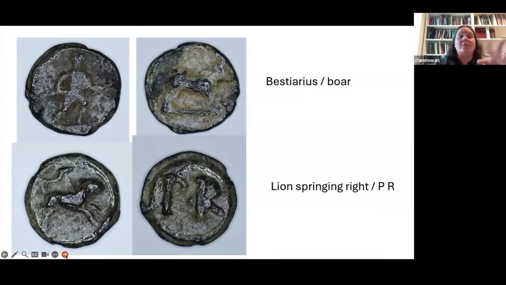We've also got, as I mentioned, on tokens, a lot of imagery connected to the games. So these ones, again, I'm going to say not imperial products, but clearly the products of more modest individuals, perhaps holding more modest games or benefactions associated with games. So here we have a bestiarius, the individual responsible for fighting animals, and a boar on the other side. And he's actually got the spear. And if you flip it, it's like he's chasing the boar. A lion, you have to take my word for it if you don't believe it, on one side, on the other side, the words PR. And PR is probably just the initials of a name, actually. And whoever was giving out these tokens, everyone clearly knew who PR was.